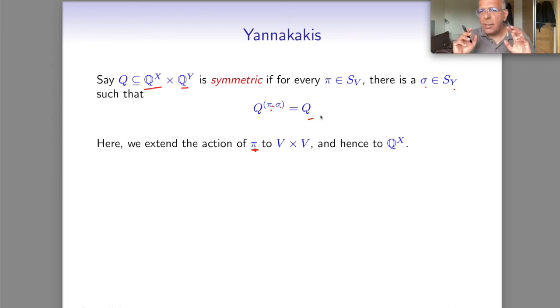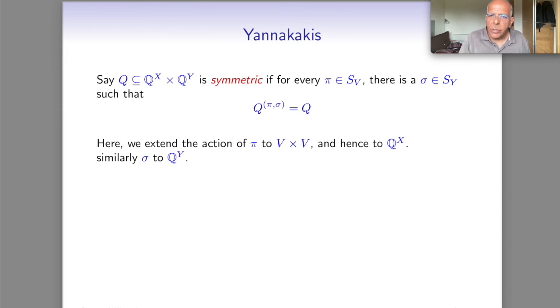So note, this looks very much like the symmetry condition we had for circuits, which was that if you apply any permutation to the vertices of the input graph, you can find a permutation on the gates of the circuit so that the whole thing fixes the shape of the circuit. Here, instead of a circuit, we have a polytope, but the symmetry condition is very much the same.